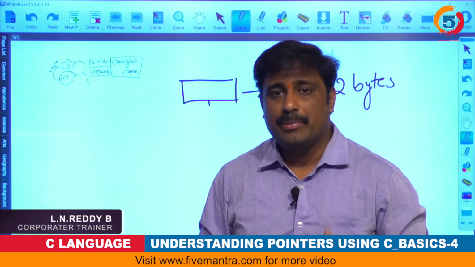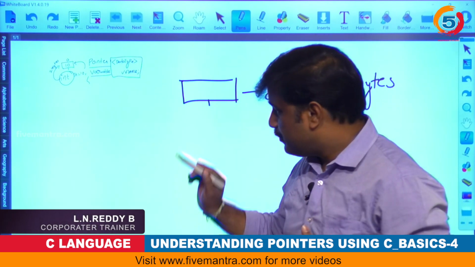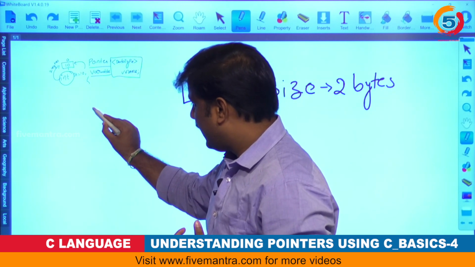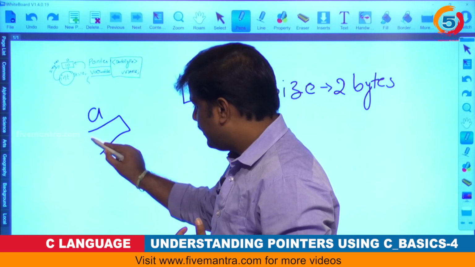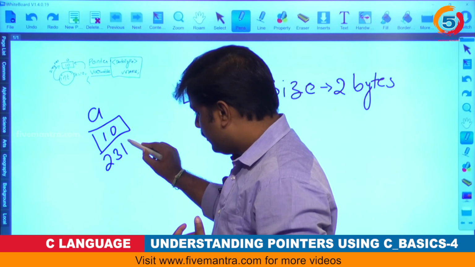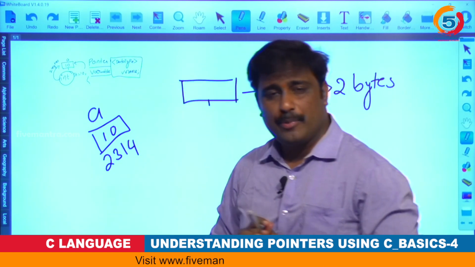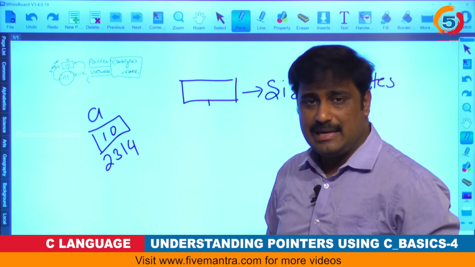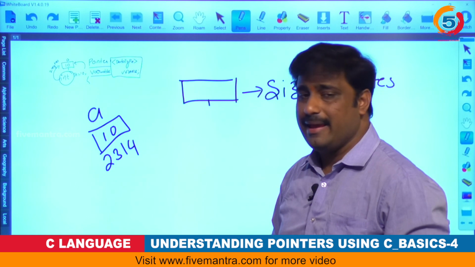Now what is the purpose of this pointer? The purpose of the pointer is, for example, I have a variable that saved the value 10, and this address is 2314, okay, this is my pointer address. Now I want to hold this address at runtime. I want to get the address of a.